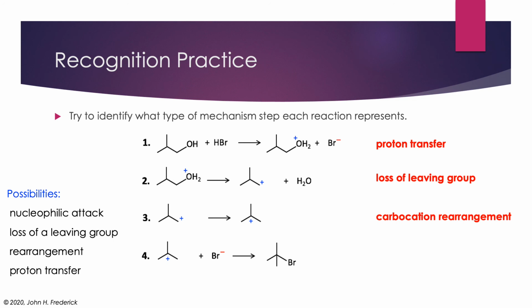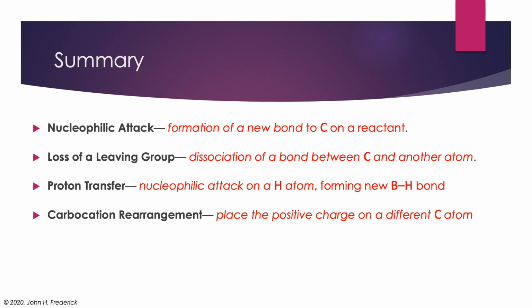Finally, that tertiary carbocation may run into that bromide ion again, and we'll end up with an alkyl bromide. What is this reaction step? Well, the bromide is acting as a nucleophile, and so this is a nucleophilic attack of the bromide ion on that carbocation. So let's summarize what we know now about organic mechanistic steps.